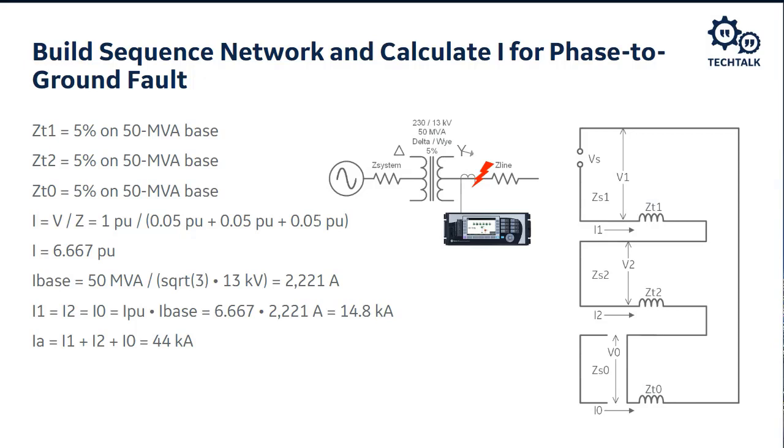Now what I need to do is turn that into a phase component. Remember from that third or fourth slide that if I want to calculate a phase current, I can just sum I1, the positive sequence current, the zero sequence current, and the negative sequence current. So I get 44 kA, 44,000 amps, for my available fault current on the secondary of that transformer.